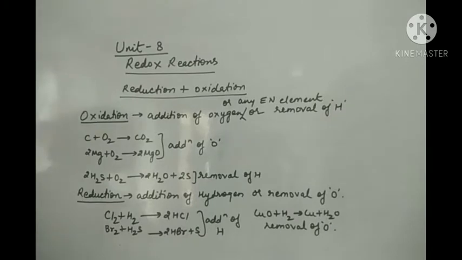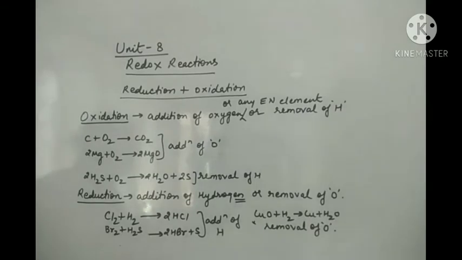Now, what is reduction? Reduction is either addition of hydrogen or removal of oxygen. Now, these reactions are there. You can see here hydrogen is added. Cl2 plus H2 gives 2HCl. Here also hydrogen is added and we get HBr. Or there is removal of oxygen, as in CuO plus H2. From copper oxide, oxygen is removed, so we get copper. So this is how oxidation and reduction occur.